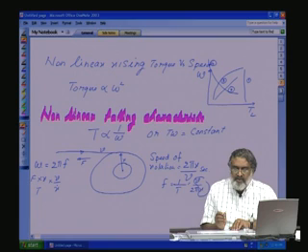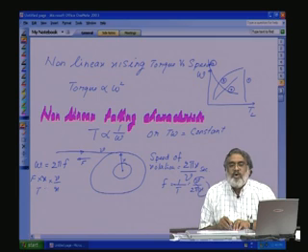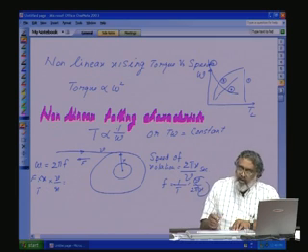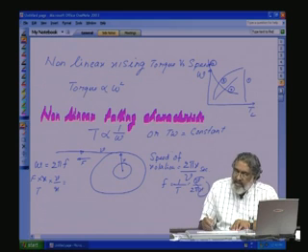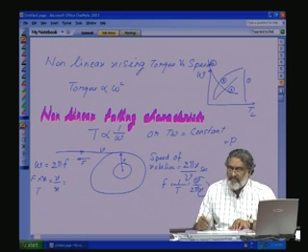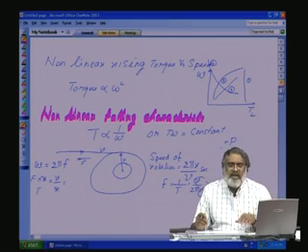V by R. So, these two will cancel. F and V are constant for this one. So, power is constant. That means torque into omega, that is P, is constant. That is, this will give a constant horsepower load.